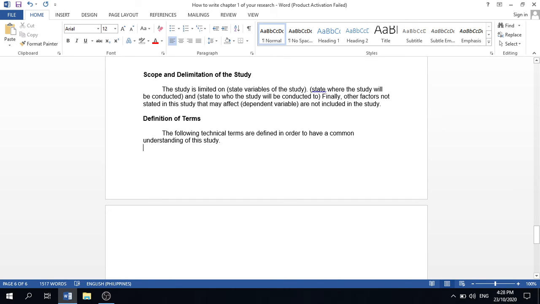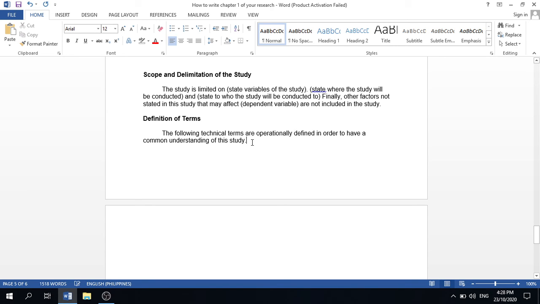And lastly is the definition of terms. The following technical terms are defined in order to have a common understanding of the study. Sometimes you will have definitions that come from a dictionary, but the word is operationally defined in order to have a common understanding.